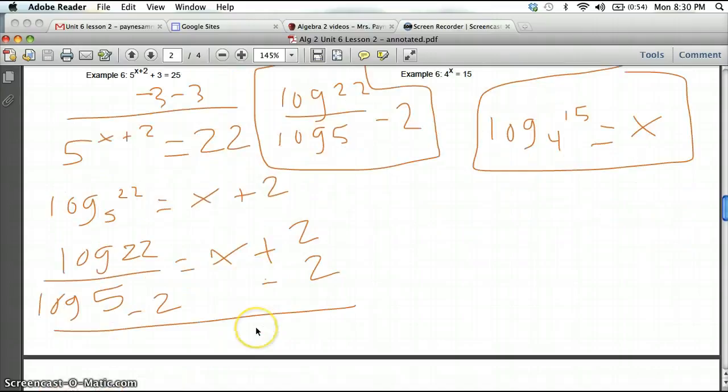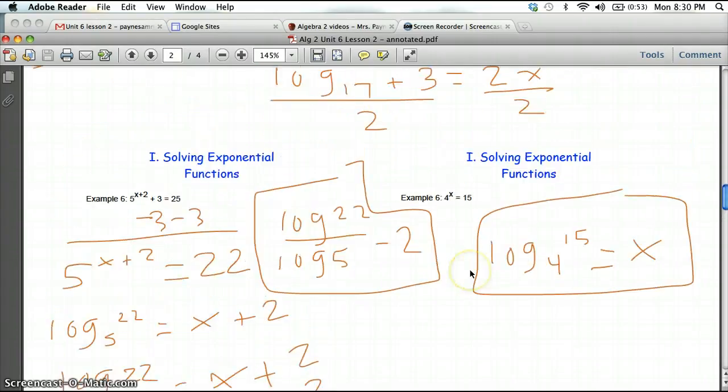So we are going to subtract 2 from both sides, and we get log of 22 divided by log of 5, minus 2, equals x. And remember, log of 22 divided by log of 5. So here we've got 4 to the x is equal to 15. That's just log base 4 of 15 equals x, because 4 is your base and 15 is your exponent. Okay?